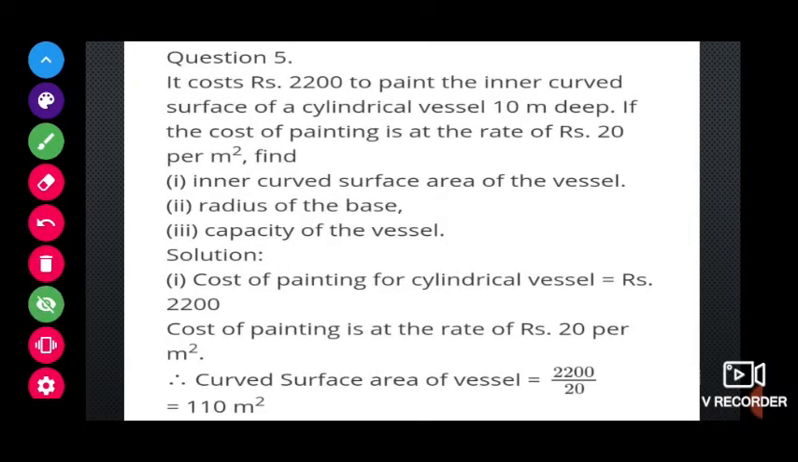Next, it costs 2200 to paint the inner curved surface area of a cylindrical vessel 10 meters deep. If the cost of the painting is at the rate of 20 per meter square, find the inner curved surface area of the vessel, the radius of the base, and the capacity of the vessel.